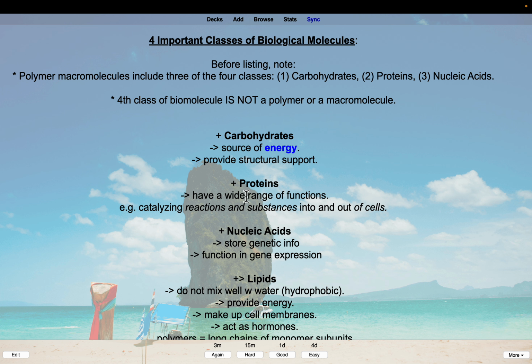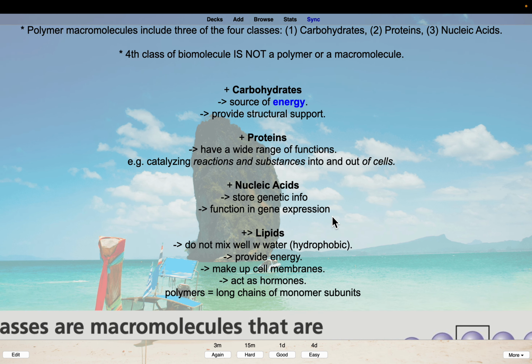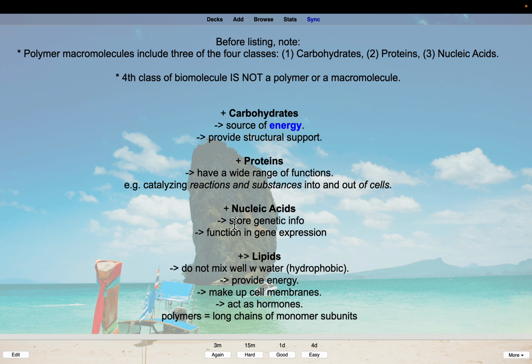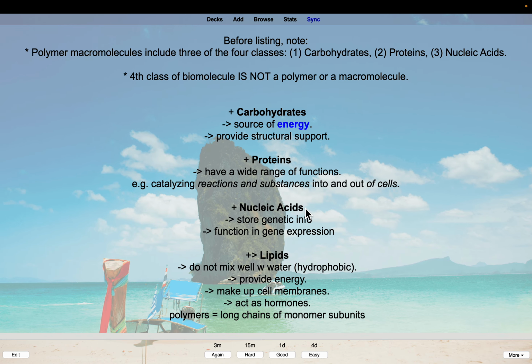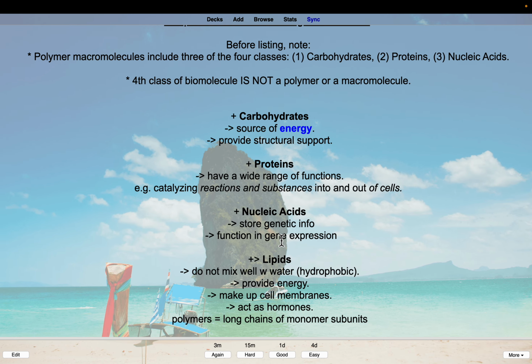Basically, proteins have a wide range of functions. For instance, catalysis of reactions and transport of substances into and out of cells. Number three, nucleic acids. Basically, they're responsible for storing genetic information, and they function in gene expression. In layman's terms, if something is wrong with the nucleic acid in your body, then you might not be normal in terms of genetic expression.